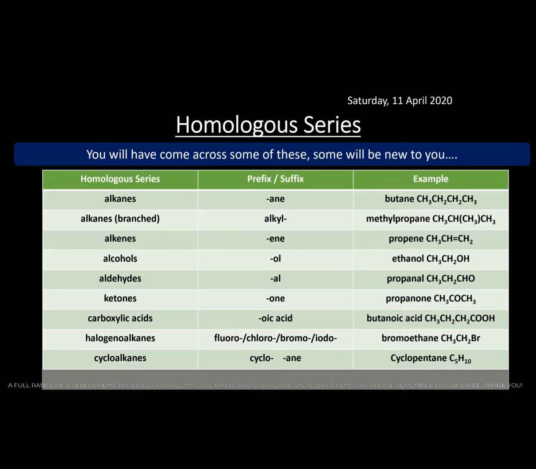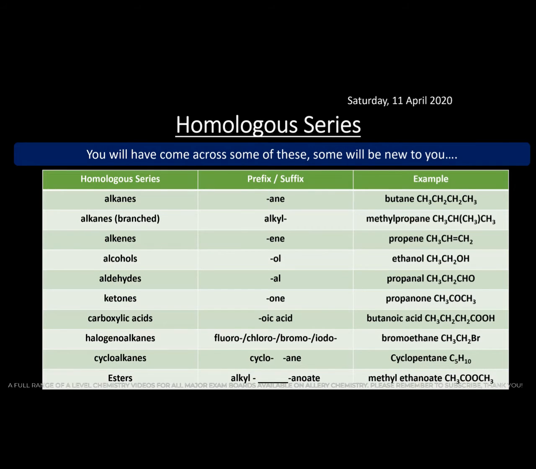Cycloalkanes, you won't have seen these at GCSE. They're basically just alkanes that are looped up into a circle. You'll see some examples later on in this video just so you can see them. But for example, a 5-carbon ring is called cyclopentane. So cyclo and then -ane at the end of it. And esters, you might have seen esters at GCSE, but they have two different parts. You've got alkyl, whatever the hydrocarbon is before, and then you end it in -anoate at the end. So for example, methyl ethanoate has a methyl group, so that's like methane, and then ends in ethanoate. So you might have seen that at GCSE as well.